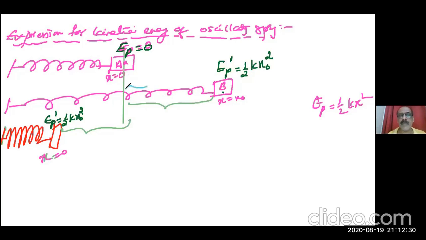Let us imagine an arbitrary point in between, at a distance x. Suppose this is 10 centimeter, this is 0, and this is minus 10 centimeter. At 5 or 6 or 7 centimeter, anywhere, we can just call it x. Here, what is the energy at distance x? Half k x squared, that is EP equal to half k x squared, isn't it? Yes, sir. Draw the diagram.